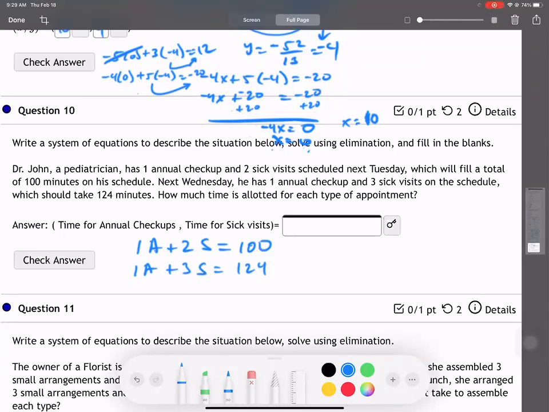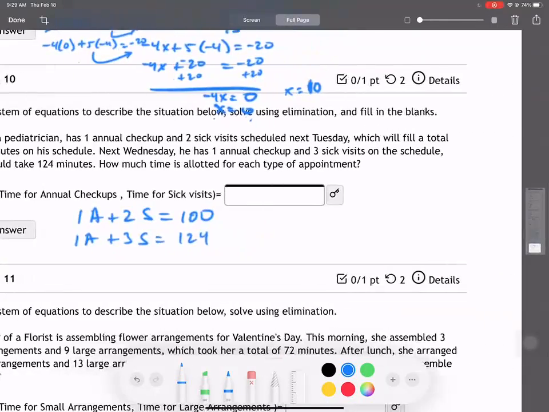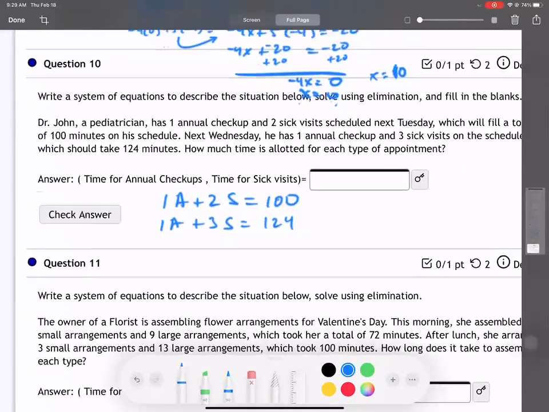Okay, so nicely this is set up for us. The A's look like they're going to match. So I'm going to make one negative. Oh, let's make the top one negative because they're smaller. Negative, negative, negative. And we can just combine them together. We end up with 0 plus S is equal to 24. So for sick visits, it's going to be 24 minutes.